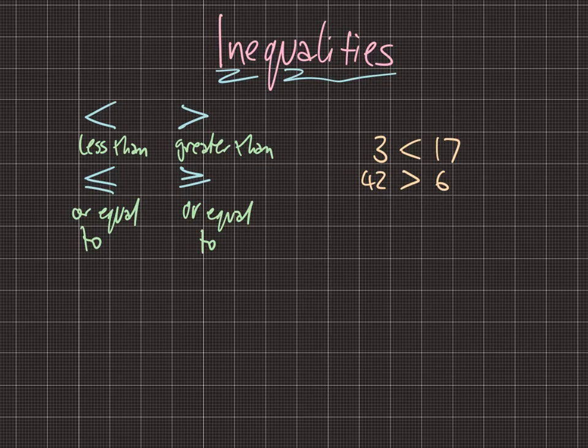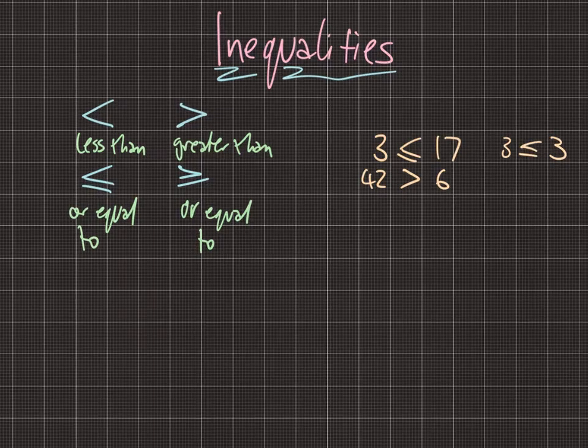And you can even say things like, well, actually 3 is less than or equal to 17. It's not equal, but it is less than or equal. But you can also say, so 3 is less than or equal to 3 because it's equal to 3. Okay, so there's a subtle difference between the less than and the less than or equal to, which is quite important in a few cases.